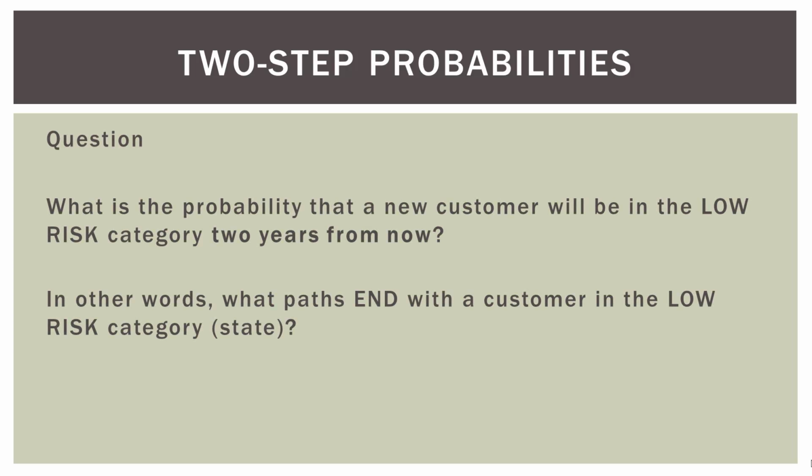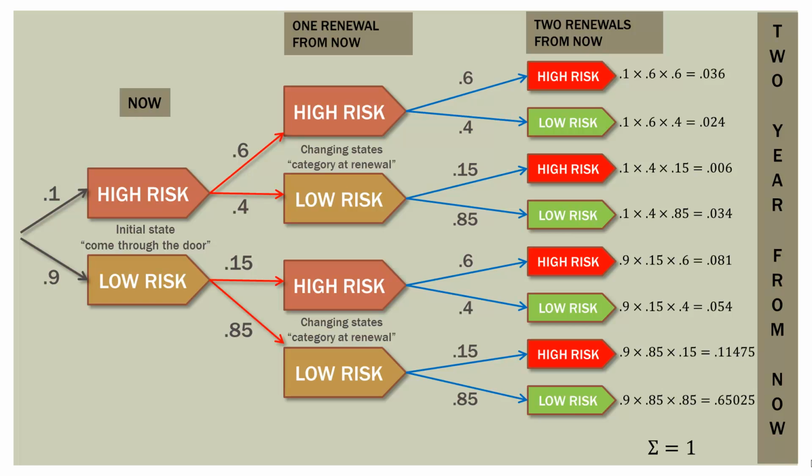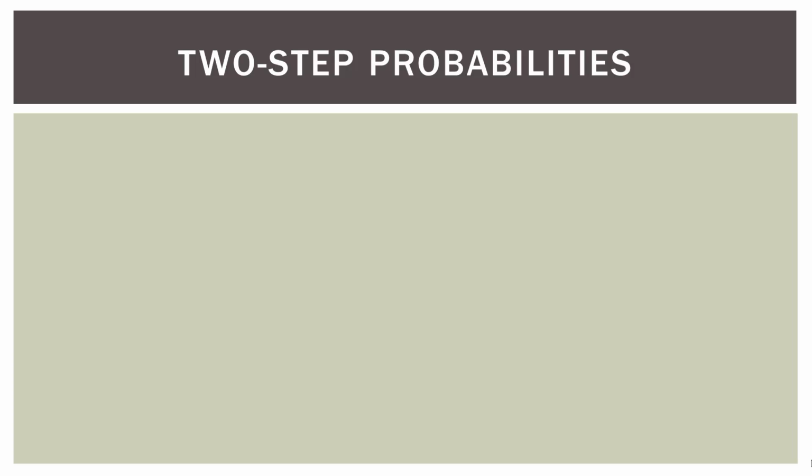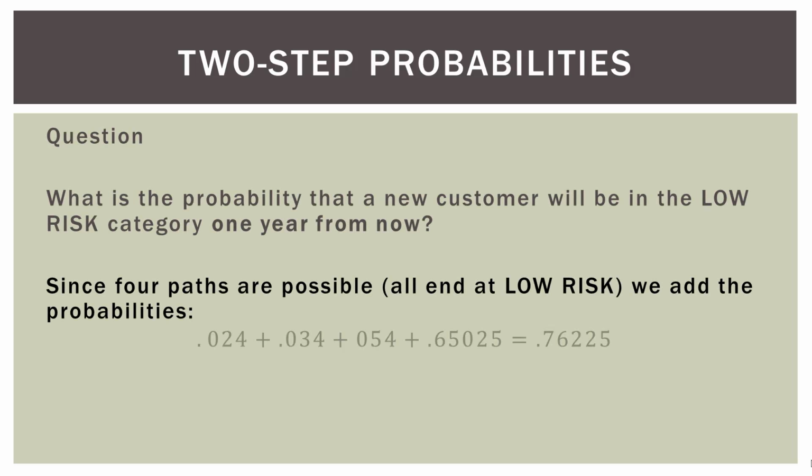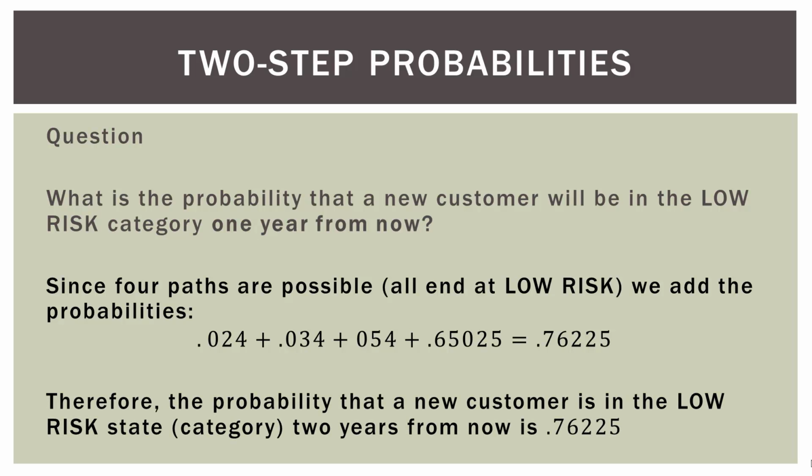Now, what about low risk? This is just the opposite of that. Which paths end with a customer in low risk? I've colored those green. So we have 0.024, 0.034, 0.054, etc., down to 0.65025, which is the bottom one. Now we do the same process. All we have to do is add those together, and that is 0.76225. So the probability that a new customer that renews 2 years from now is in the low risk state is 0.76225.